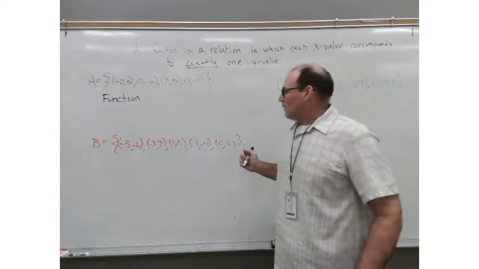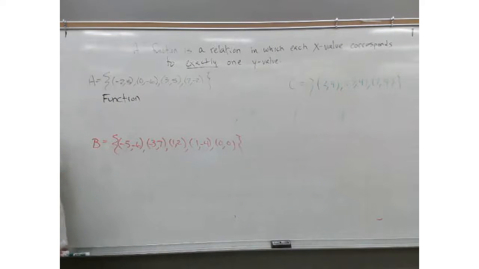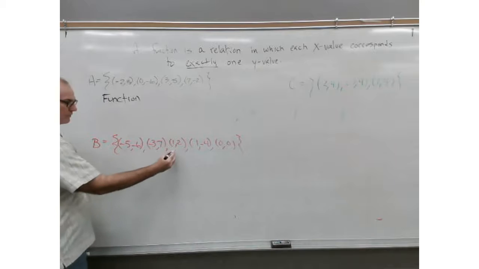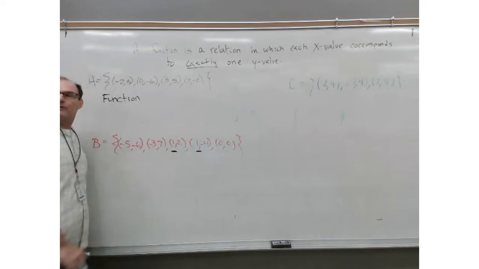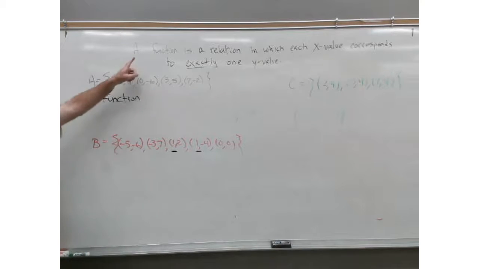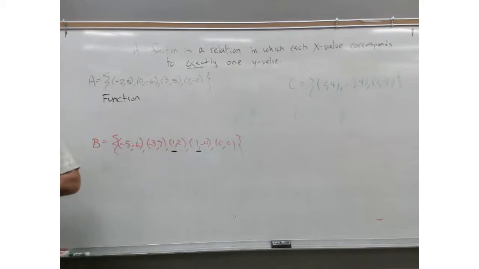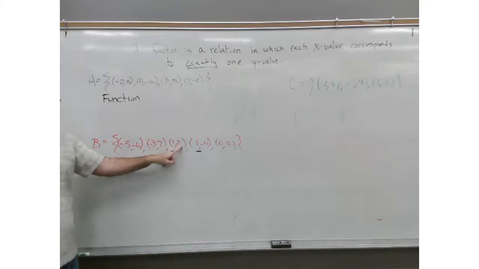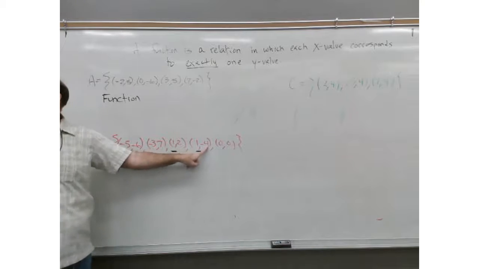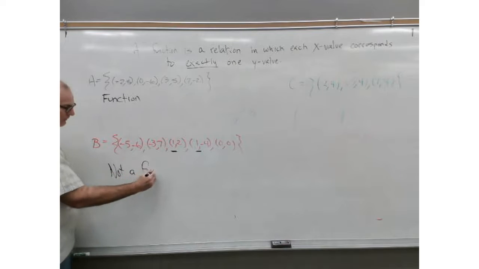What did you write down for B? Function or not a function? Why? The x value 1 occurs twice. So what that means, the reason this violates the definition of a function, is that each x value goes with exactly 1 y. How many y values does the x value 1 have? 2. It has the value 2 and it has the value -4. That's why this is not a function.